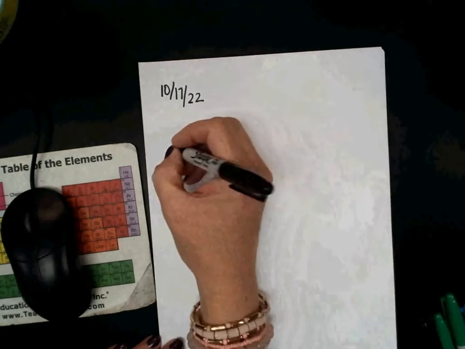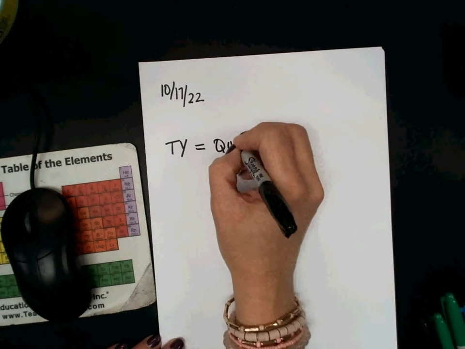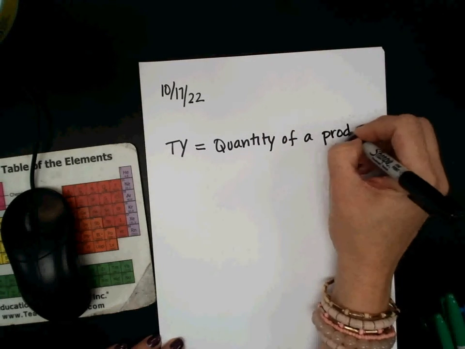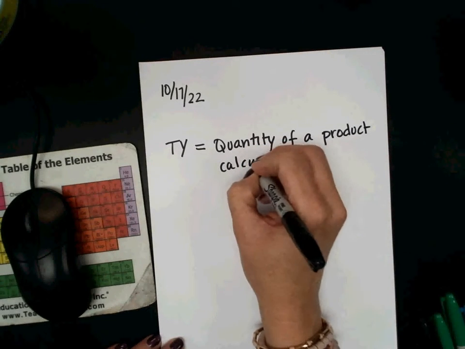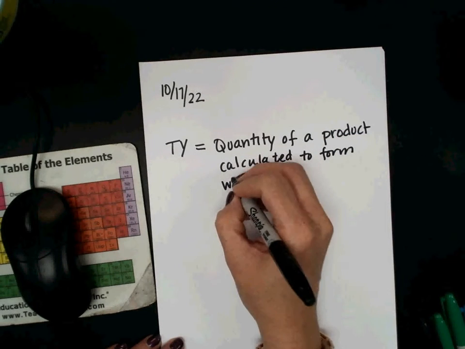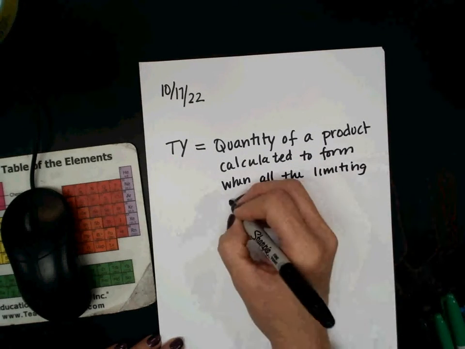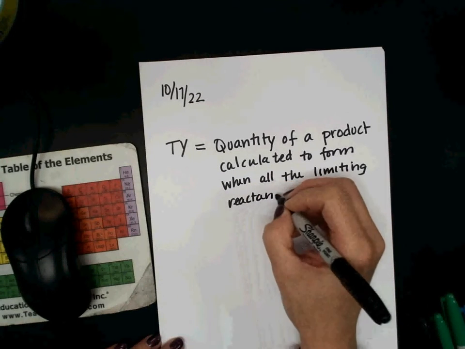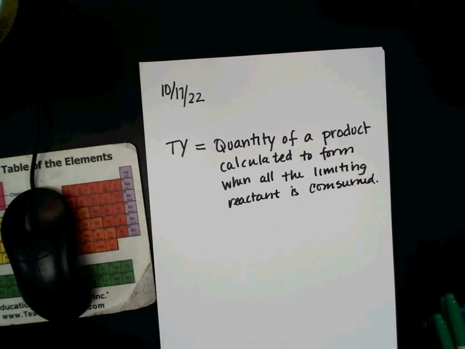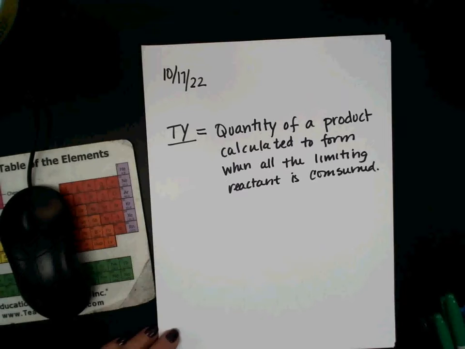When I say theoretical yield, theoretical is really the quantity of a product calculated to form when all the limiting reactant is consumed. So we know how to figure out the limiting reactant. When it's all used up, I can use those numbers and I can calculate my theoretical yield. That's like in a perfect world.